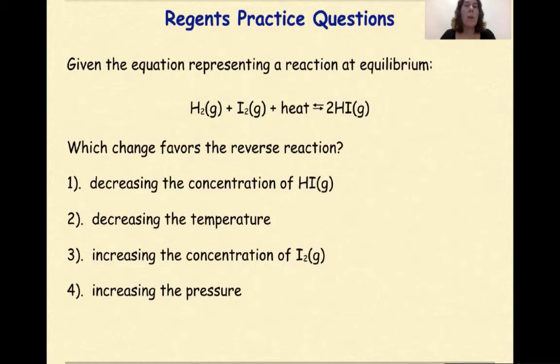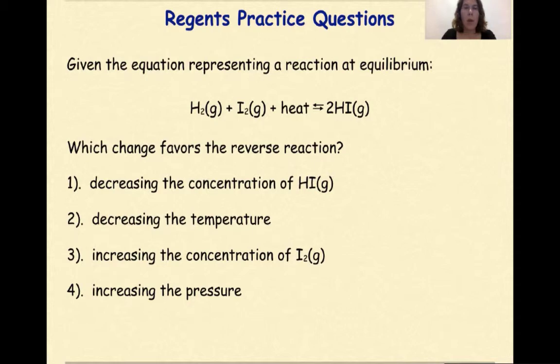Given the equation representing a reaction at equilibrium, H2 plus I2 plus heat yields 2HI. Which change favors the reverse reaction? What I'd like you to do is stop, reread the question, and see if you can find the right answer. Welcome back. Let's see how you did. So which change favors the reverse reaction?